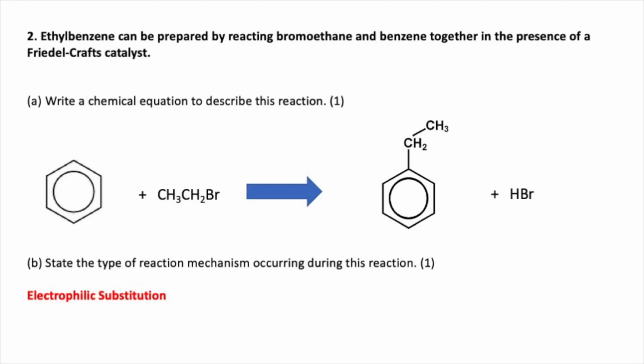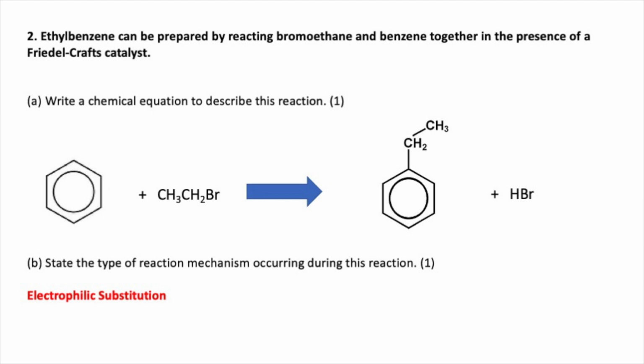So now let's go for the answers to questions 2A, B and C. So for question 2A, you're asked to write a chemical equation to describe the reaction between bromoethane and benzene. So I draw a benzene ring plus bromoethane, which is CH3CH2Br, and that goes to ethyl benzene, which is a benzene ring with a CH2 and a CH3, and HBr. So the ethyl group has swapped with a hydrogen on the benzene ring to produce ethyl benzene and hydrogen bromide. Now there's 1 mark if you wrote that equation correctly.